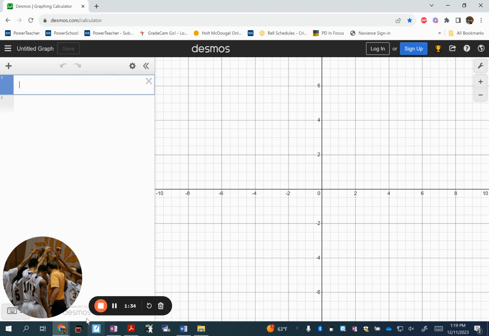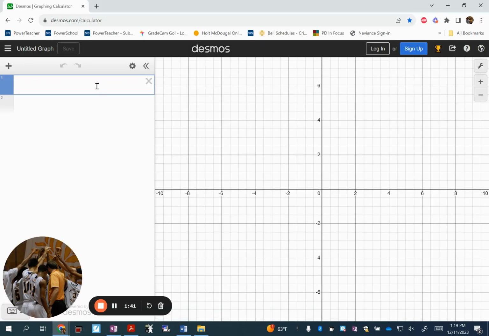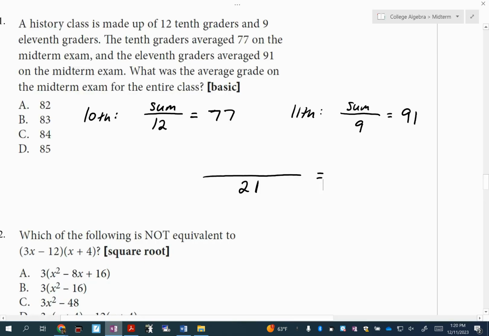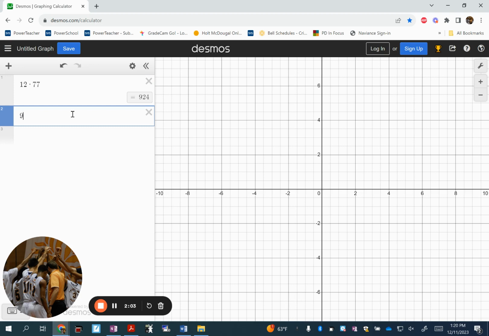So I'm going to do 12 times 77. So 12 times 77, and get 924. Plus, I'm going to multiply 9 times 91. So 9 times 91, I get 819.